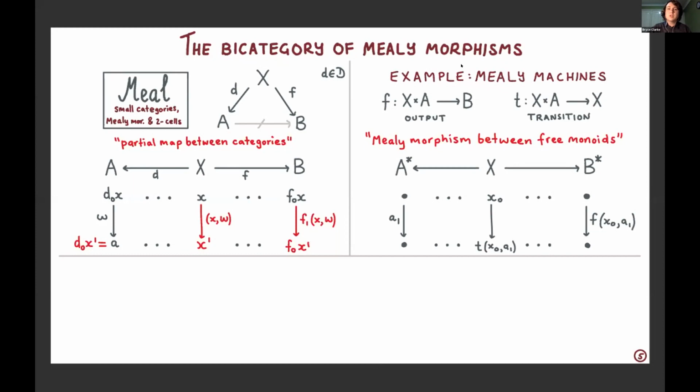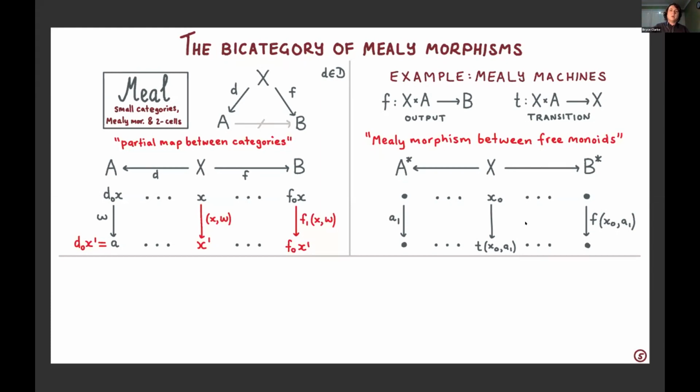And so recall that a Mealy machine is just a set X of states and sets A and B, which are our input and output alphabet, together with this pair of functions, which for every state and for every word in our input alphabet produces a new word in our output alphabet, and also this transition, which produces the next state to read from. And so really, a Mealy machine can be seen as just a Mealy morphism between free monoids on the sets A and B. And again, this picture sort of explains a bit better what's going on.